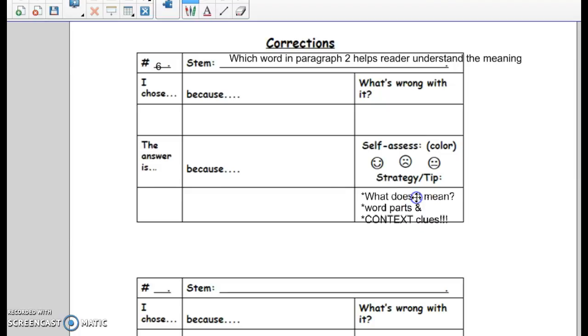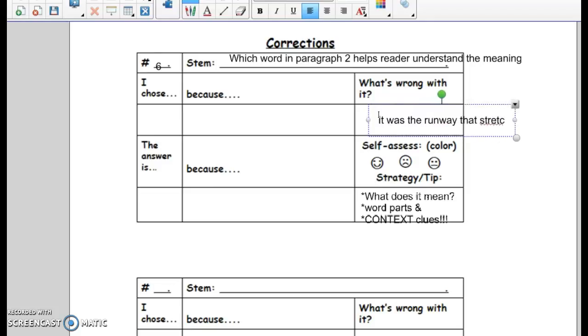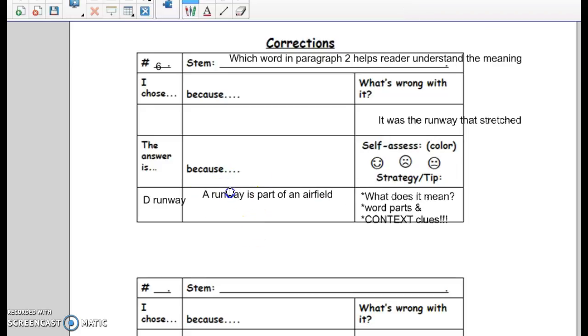Okay. Look back at your answer sheet to see what you chose. Okay, maybe you said stretched. I chose stretched because I saw it in the same sentence. What is wrong with it? It is not helping with the meaning of airfield. It was the runway that stretched. The correct answer is D, runway, because a runway is part of an airfield. So basically, just ask yourself what the word means. All right, that's it for number 6.